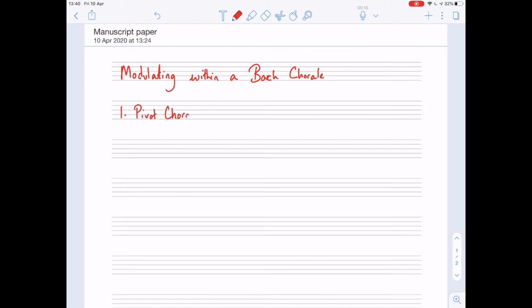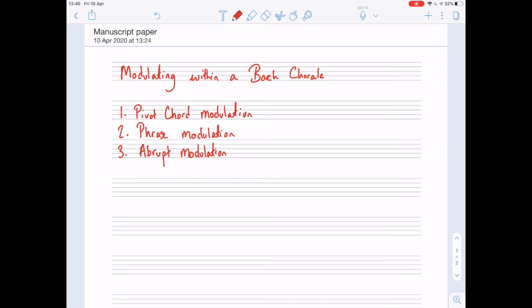The second way in which Bach modulates is using what's called a phrase modulation. And the third way in which Bach modulates is using an abrupt modulation. Now Bach uses all three types of modulation within his chorale, so it's important that you understand how to use all three so you can put them in your chorale and show them.